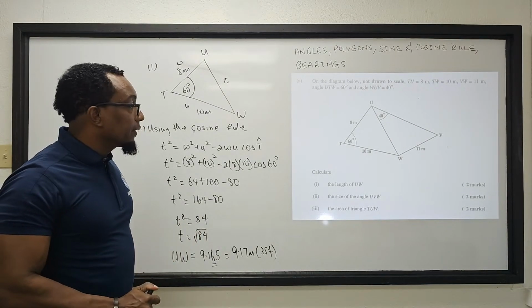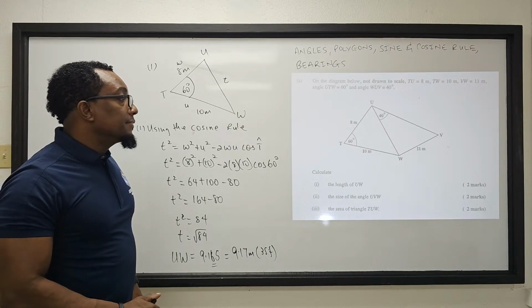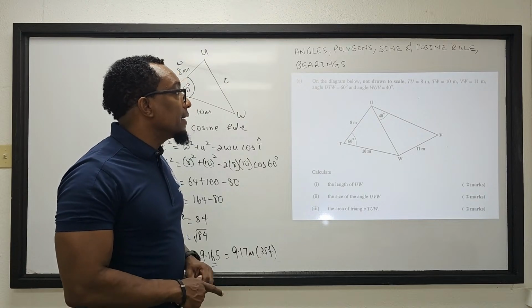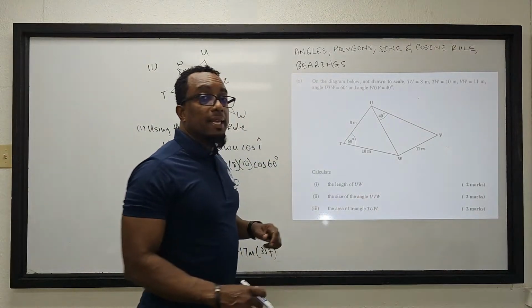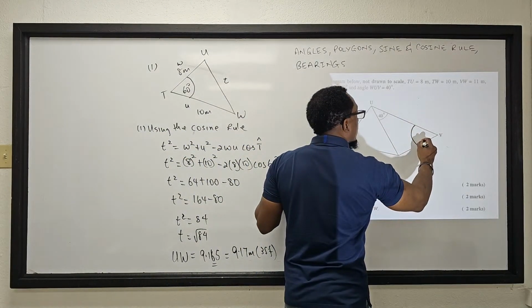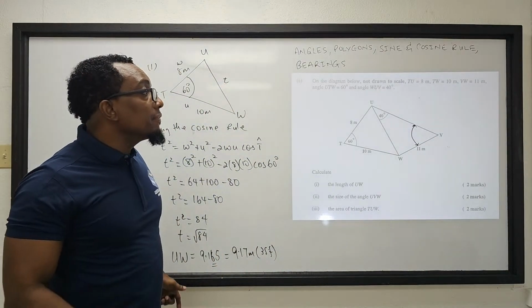Okay? Now, let us find the size of angle UVW. Now, where is that angle located? So UVW, look at the letters, and the middle letter is where the angle is located. So the angle is here. So you want to find that angle.